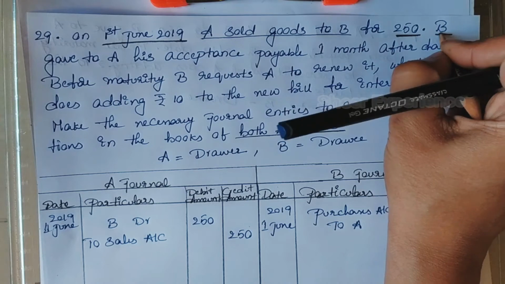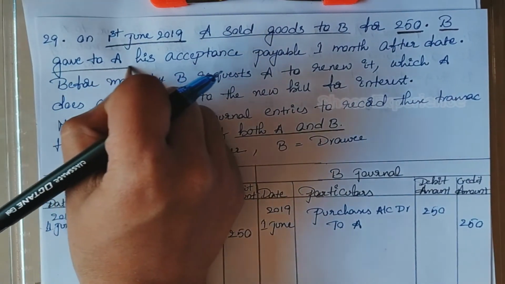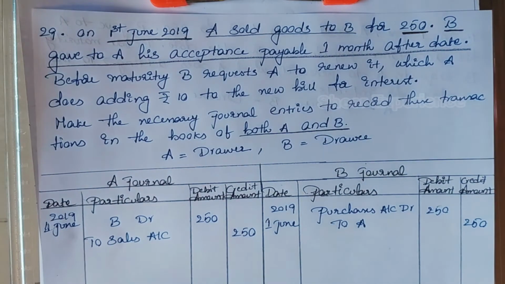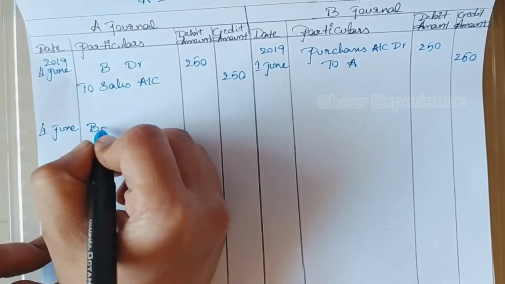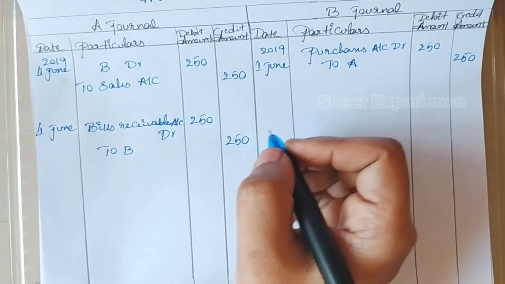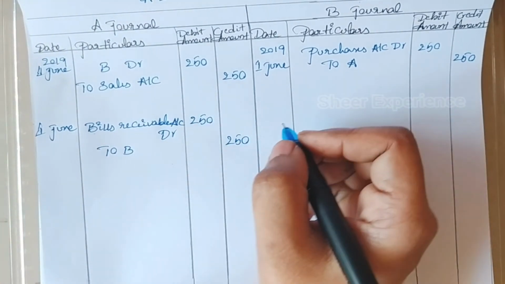In the question it says, B gave to A his acceptance payable 1 month after date. In A's book, acceptance entry is bills receivable account debtor to B. We all know that bills receivables are assets. Asset is increasing, so we debit it. B is our debtor. Here asset is decreasing, so we credit it.